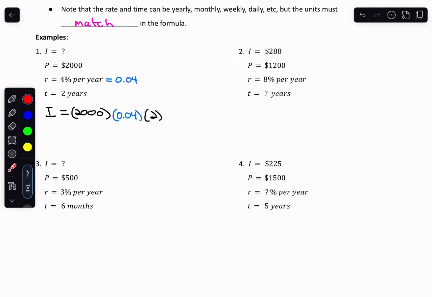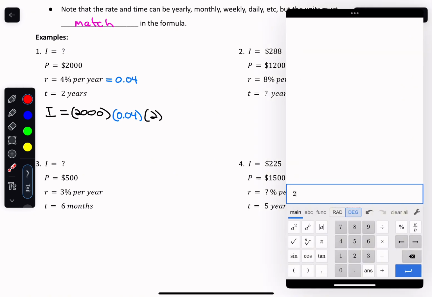All right, now that I have it, I equals 2000 times 0.04 times 2. I can go ahead and just type that into a calculator. So 2000 times 0.04 times 2, I get 160. So I equals 160. And now we just need to make sure that we use appropriate units.